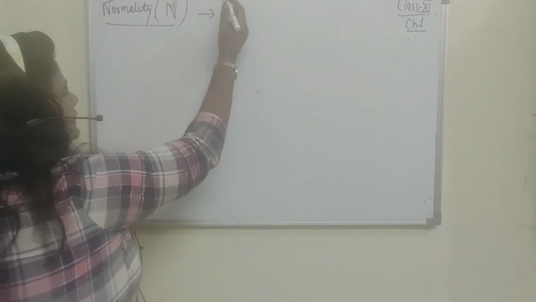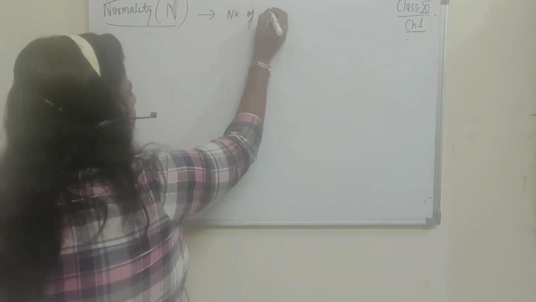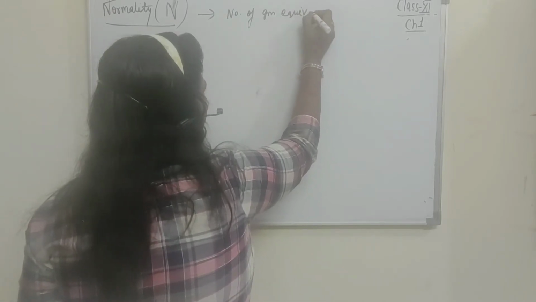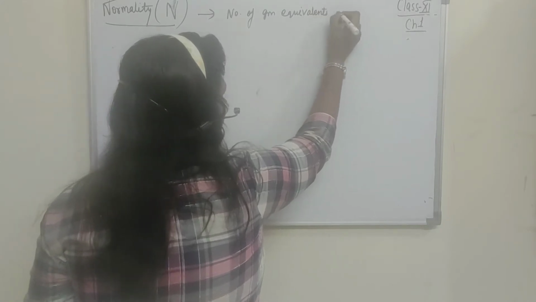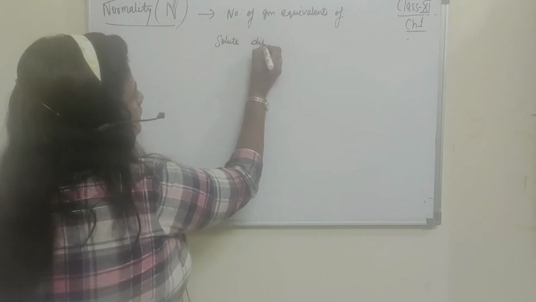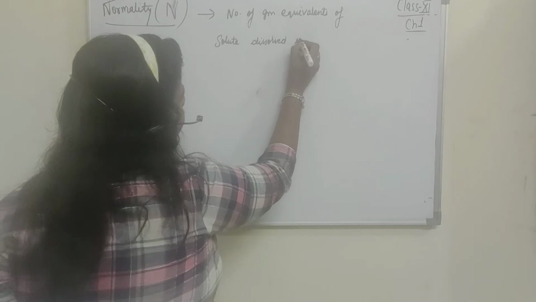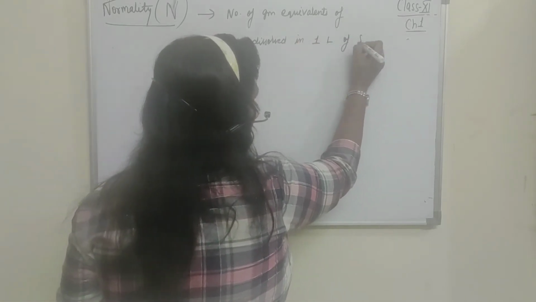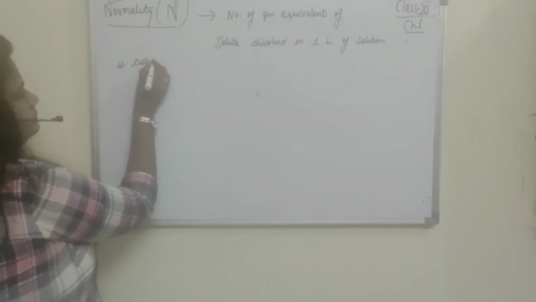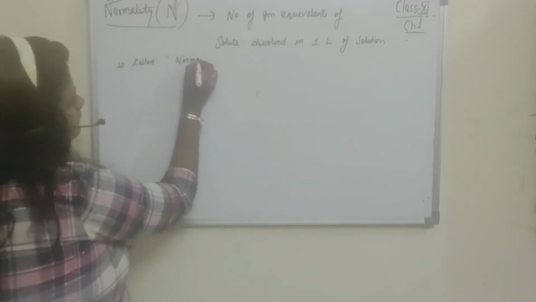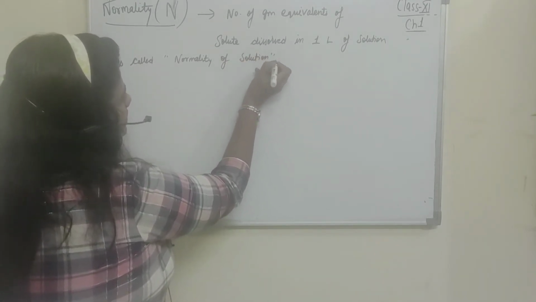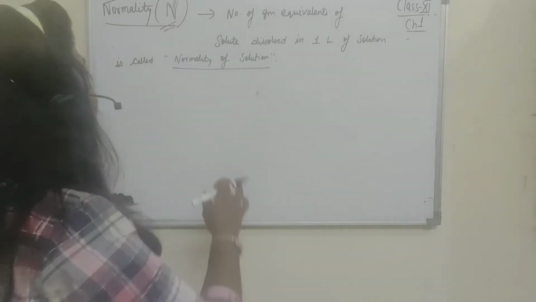I am writing the definition here. Number of gram equivalents of solute dissolved in 1 liter of solution is called normality of solution, and it is represented by capital N.